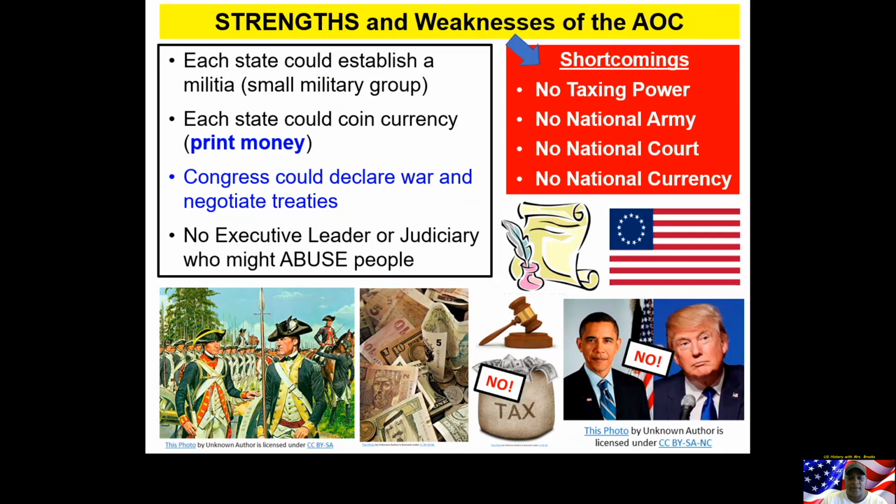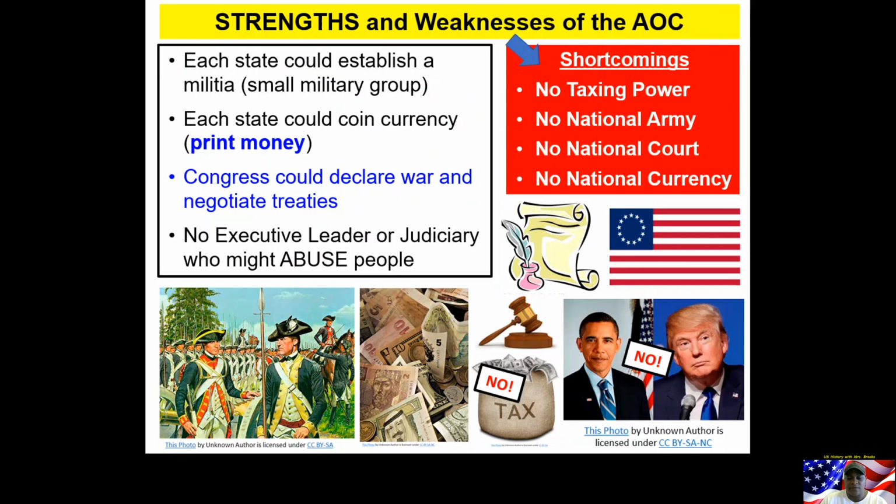Then you have the opportunity to print your own currency. We talk about money. So each of the 13 states were printing their own type of money. Design it, give it the value that you want. Every state had their own type of money.